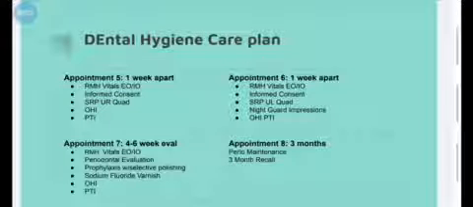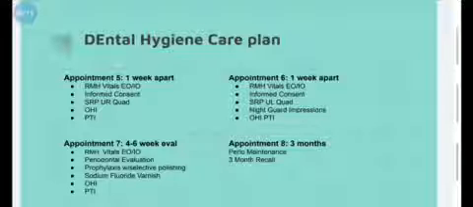On the fifth appointment, we would review medical history, check vitals, complete an extraoral and intraoral examination, obtain informed consent, and start scaling and root planing of the upper right quadrant. We would give oral hygiene instructions and post-treatment instructions.